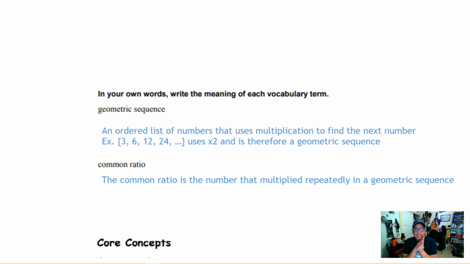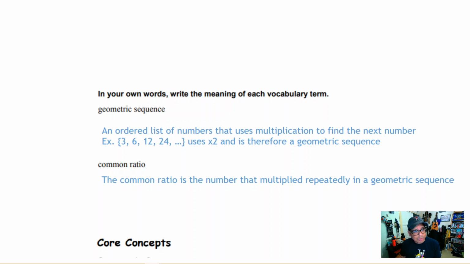Now we've actually seen geometric sequences when we were looking at the exponential function. So the geometric sequence is actually an exponential function. But since it is a sequence, we're just looking at an ordered list of numbers that uses multiplication to find the next number in the sequence. So 3, 6, 12, 24, that uses multiply by 2 to get from one term to the next. A term is just a number in the sequence.